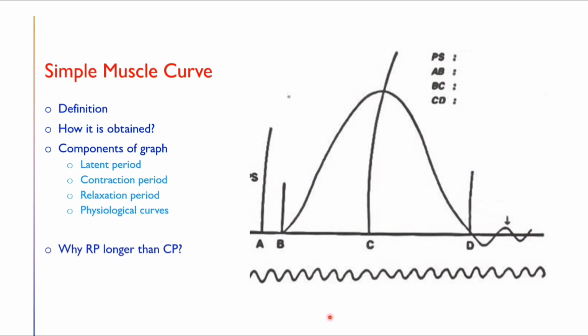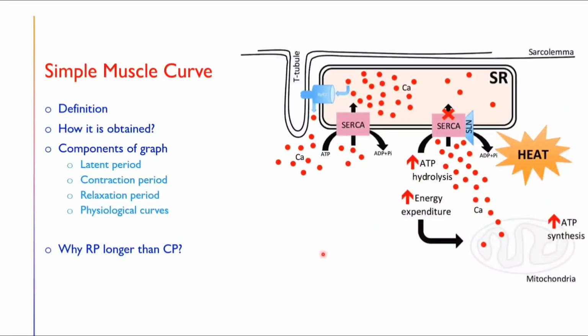Now, one question commonly asked is why the relaxation period is longer than the contraction period. If you see here, the length of CD is longer than the length of BC. So the relaxation period is slightly longer than the contraction period. Why is this happening? It is because of a molecular process. So what happens during contraction?